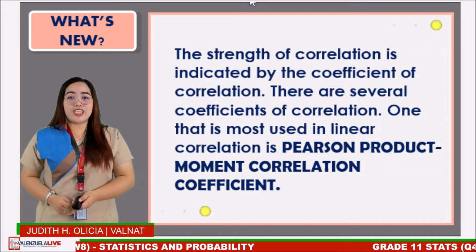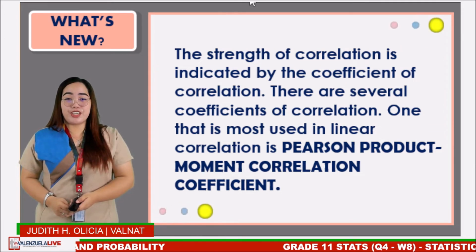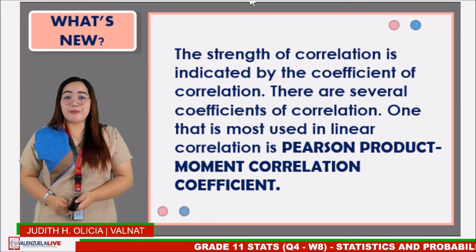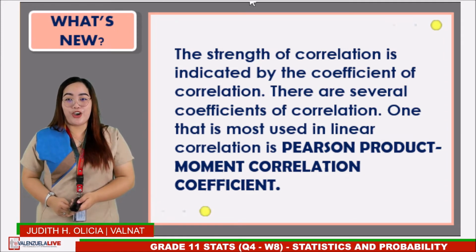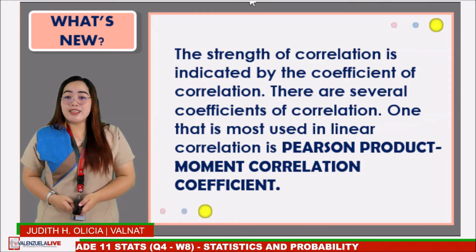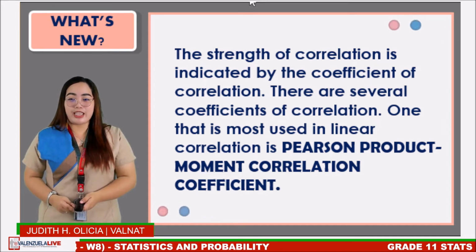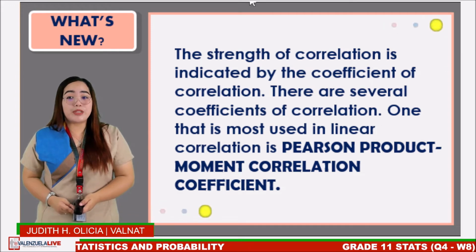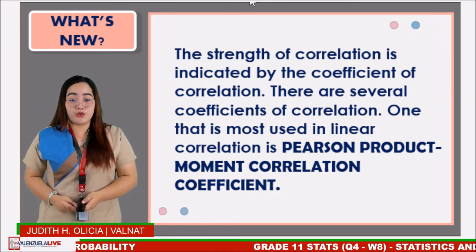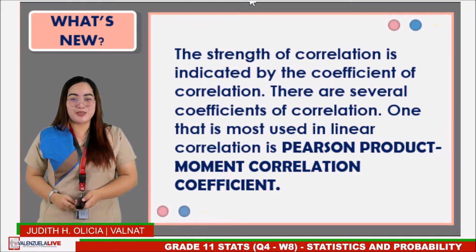The strength of correlation is indicated by the coefficient of correlation. There are several coefficients of correlation. One that is most used is linear correlation. It's Pearson product moment correlation coefficient. There are several types of correlation coefficients, but the one that is most common is the Pearson correlation, or R. This measures the strength and direction of the linear relationship between two variables. It cannot capture nonlinear relationships between two variables and cannot differentiate between dependent and independent variables.